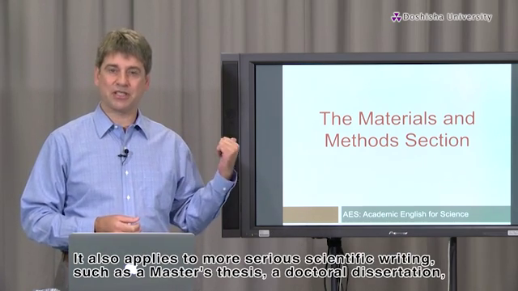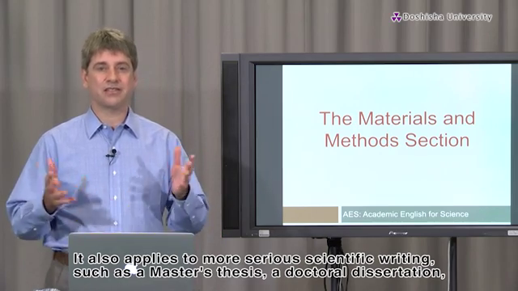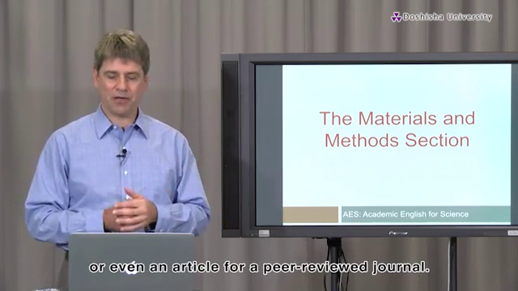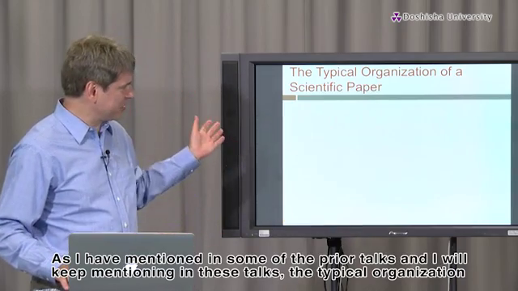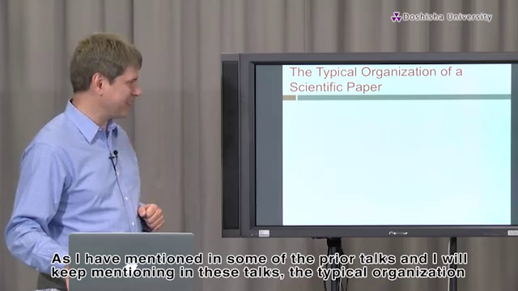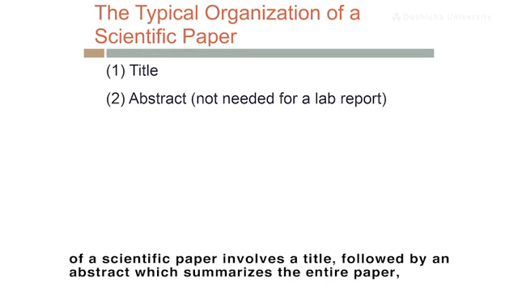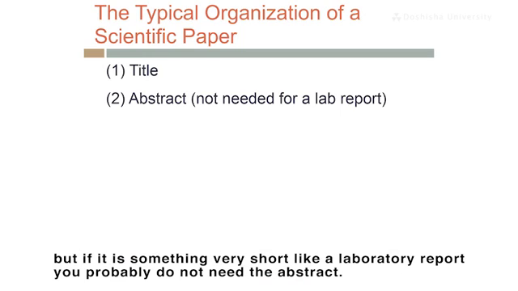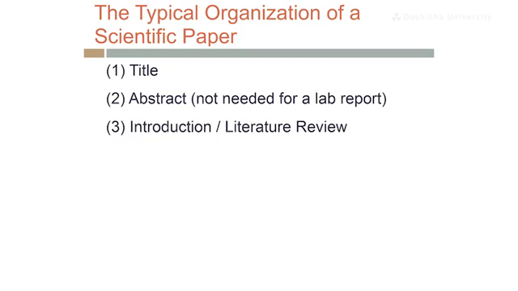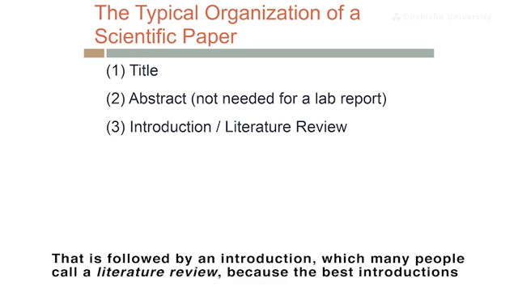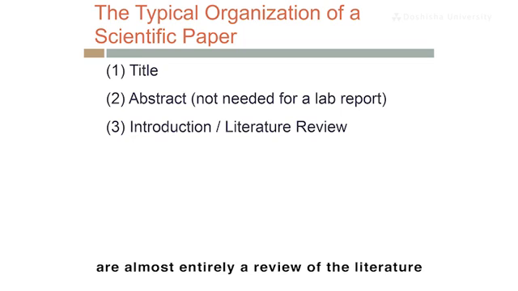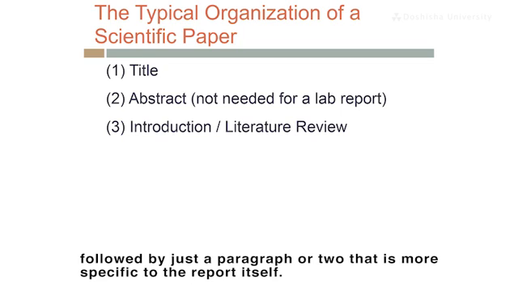It also applies to more serious scientific writing, so a master's thesis, a doctoral dissertation, or even an article for a peer-reviewed journal. As I've mentioned in some of the prior talks, and I'll keep mentioning in these talks, the typical organization of a scientific paper involves a title, followed by an abstract, which summarizes the entire paper. But if it's something very short, like a laboratory report, probably you do not need the abstract. That's followed by an introduction, which many people call a literature review, because the best introductions are almost entirely a review of the literature, followed by just a paragraph or two that's more specific to the report itself.